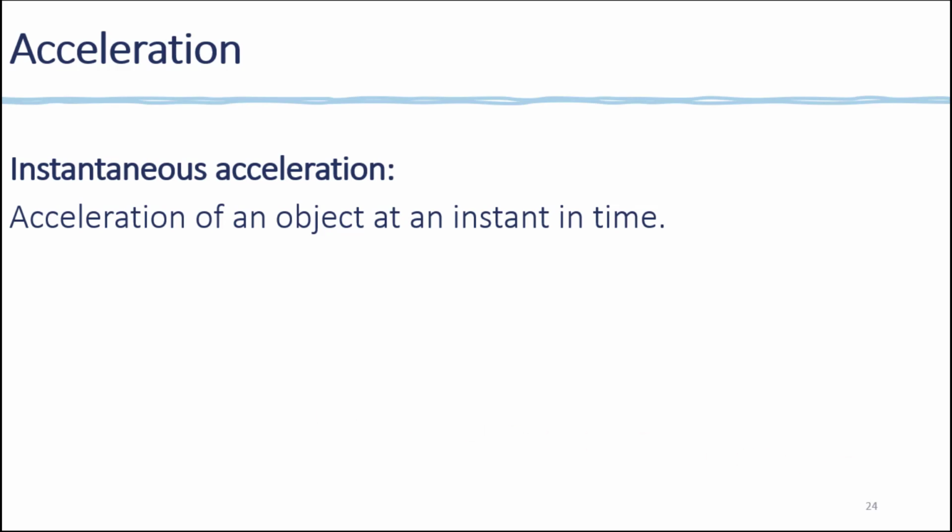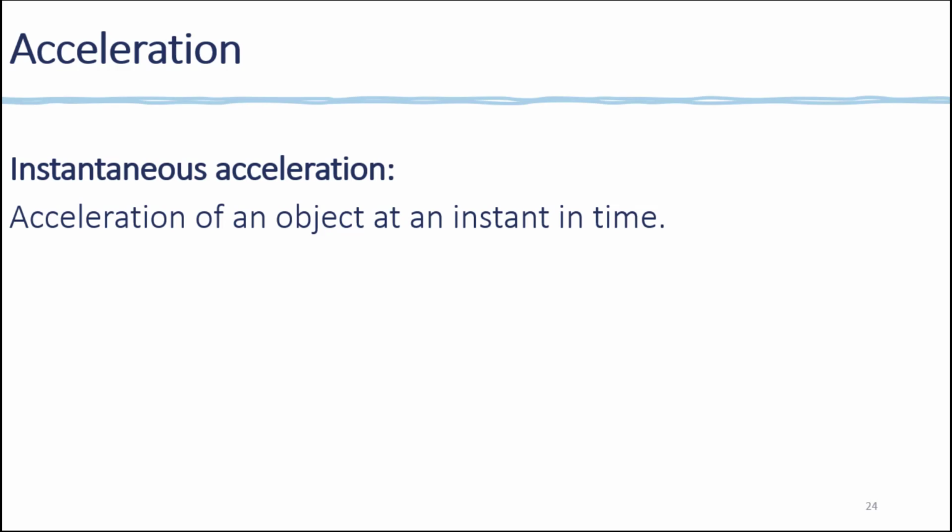So if we measured average acceleration over shorter and shorter time intervals, then we'd soon have a measure of instantaneous acceleration. And instantaneous acceleration is that acceleration of an object at an instant in time. It indicates the rate of change of velocity at a specific moment in time. Because acceleration is a vector, it can also be resolved into its x and y component accelerations. And this is true for both the average and the instantaneous accelerations.